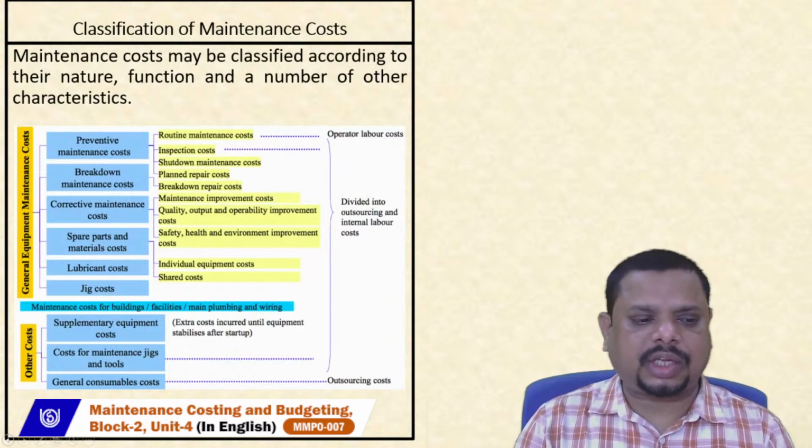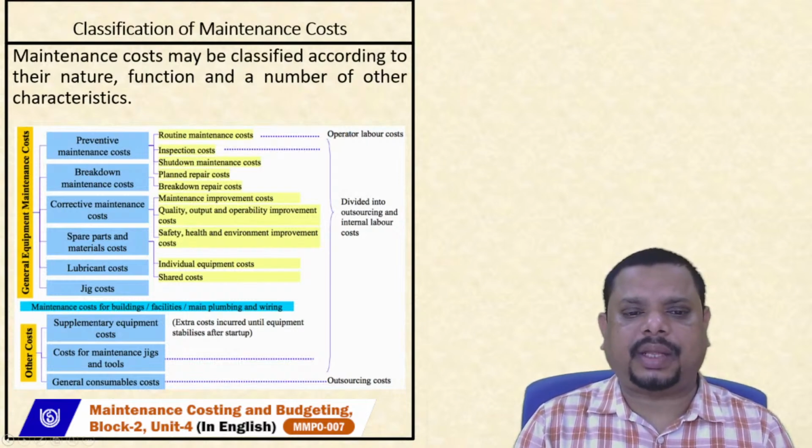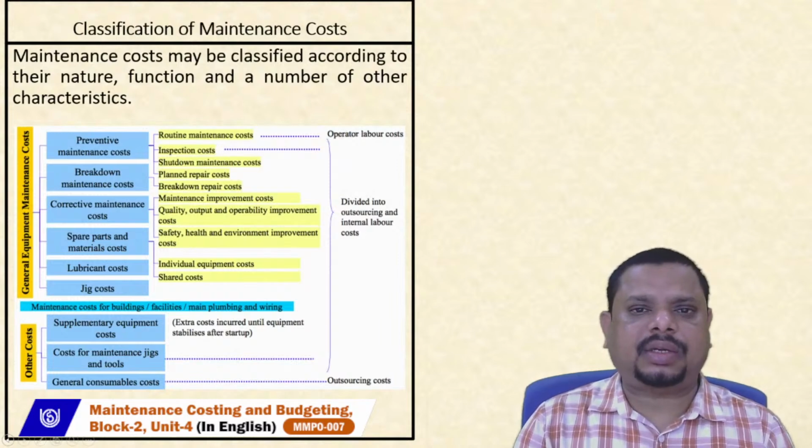Moving to the next one, we have other costs. Other cost means maintenance cost for building facilities, main plumbing, wirings. So let's discuss what are the different costs included in other costs. The first one is supplementary equipment cost. The next one is cost of maintenance jigs and tools. And the last one is general consumable cost. So these are the three costs you basically include under other cost.